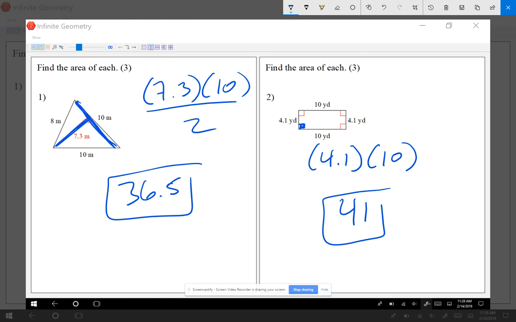I don't divide by 2 for rectangles. On the triangle, I do divide by 2 because a triangle is half of a rectangle. So because it's half of a rectangle, I do on triangles but not on rectangles. Now the little 3s that you guys see inside parentheses, it's just to remind you there's 3 of each on the test tomorrow. So that's 6 questions on the test out of 20.